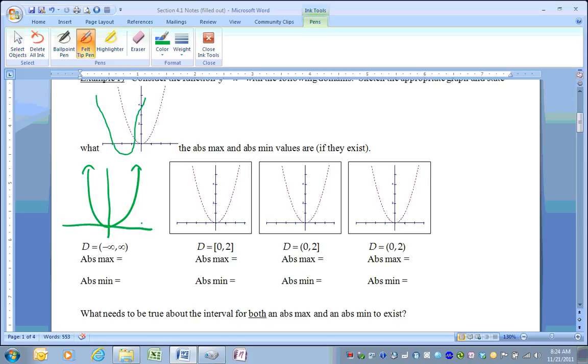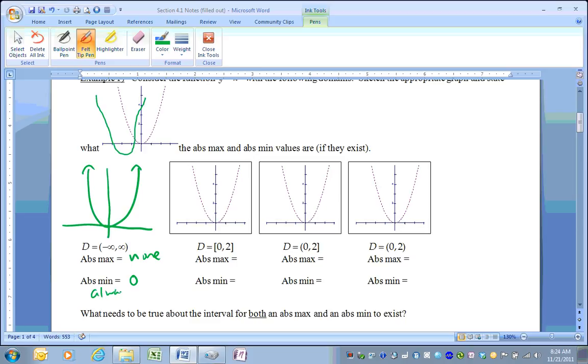So that's with a domain all real numbers, right? Is there an absolute maximum? No. None. Is there an absolute minimum? At what y value? 0.